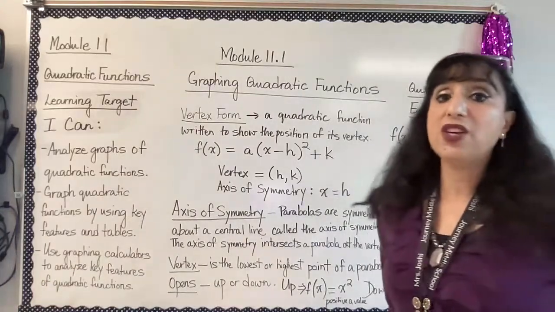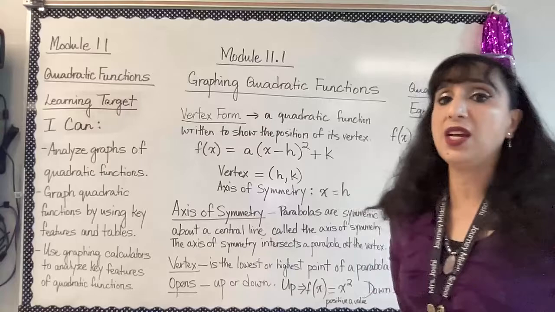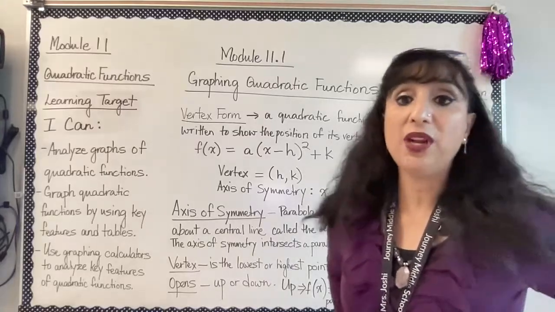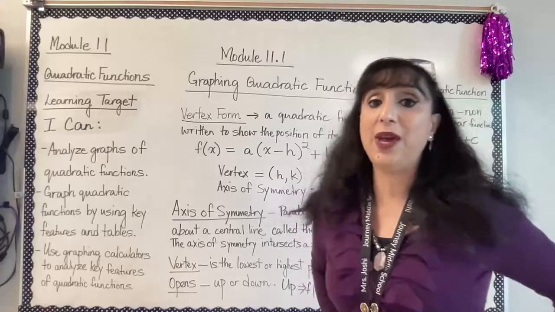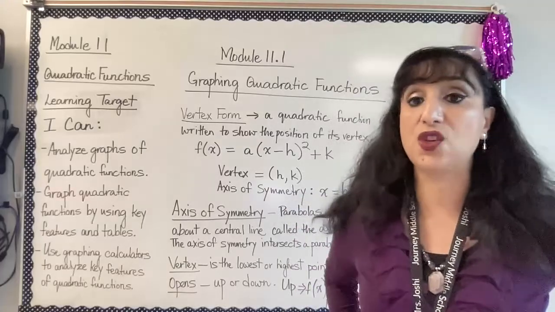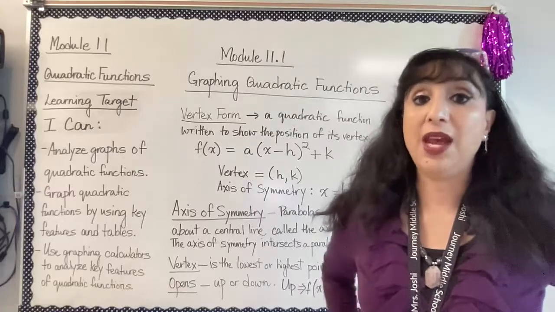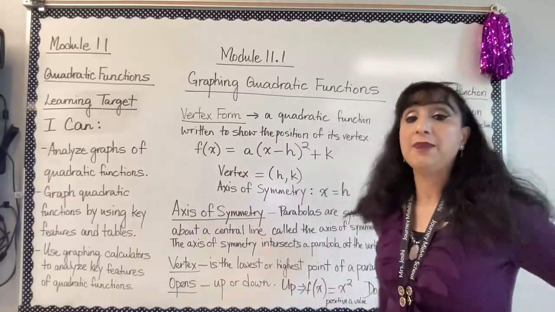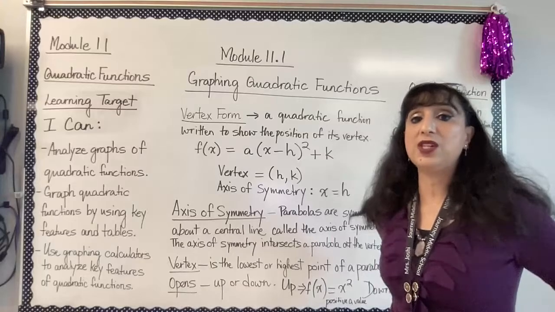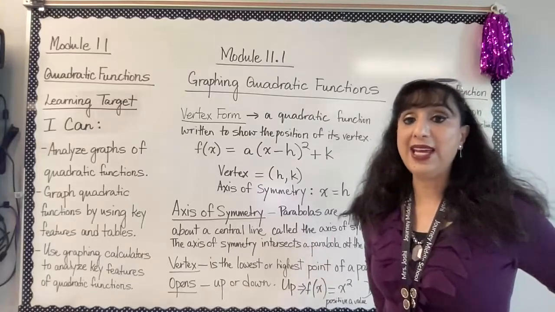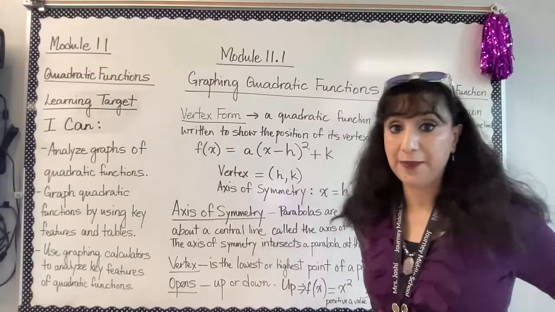A quadratic function written to show the position of its vertex. That is important for us to know because that's where the axis of symmetry is going to be cutting through the vertex. So the vertex form is f of x is equal to a times x minus h, squared, plus k.